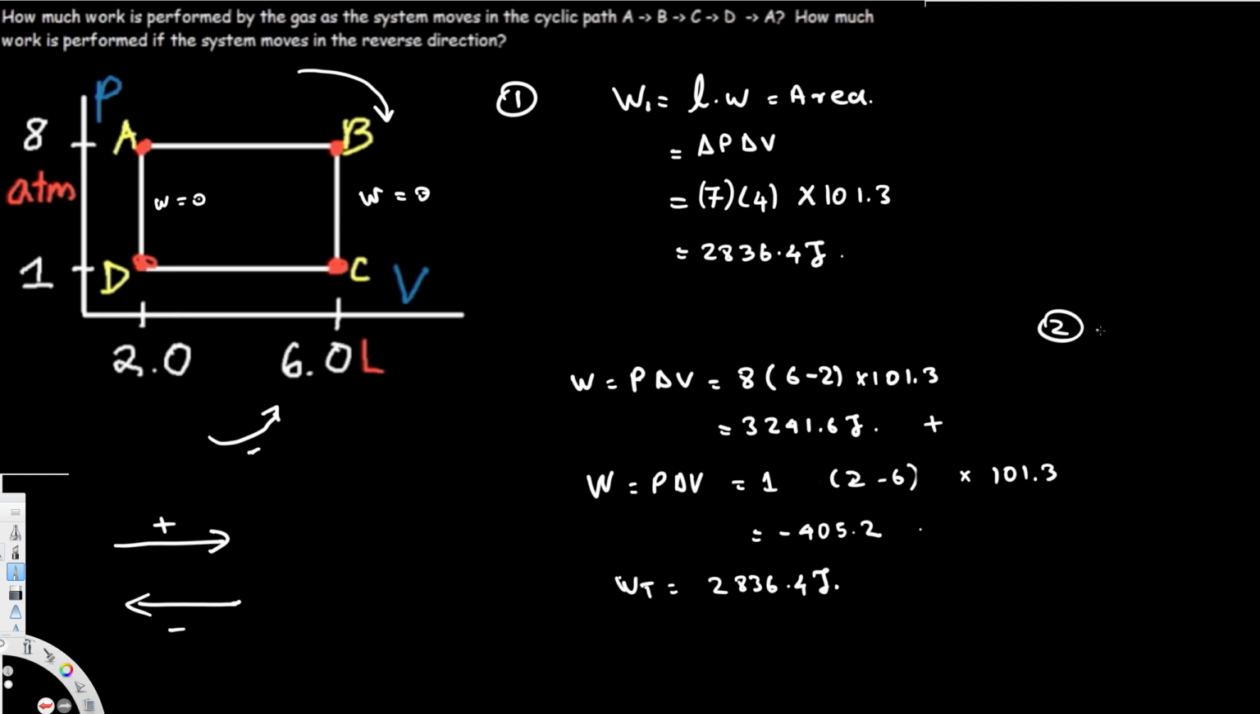This is the first part of the first question, and for the second part they are asking about the opposite direction, so that's going to be a negative answer. So W is equal to negative 2836.4 joules, and that's it.